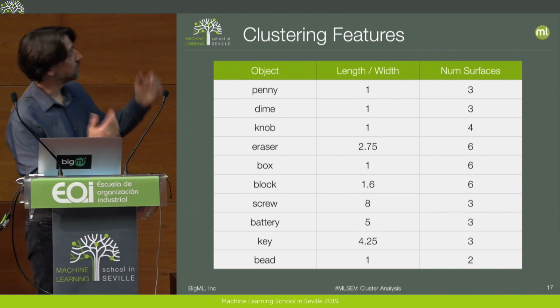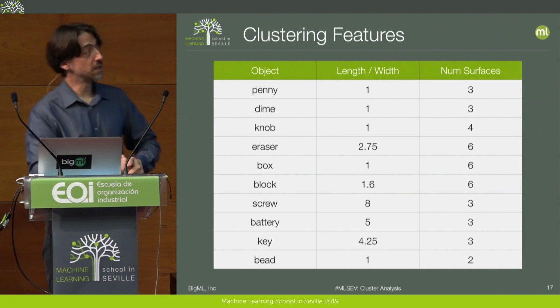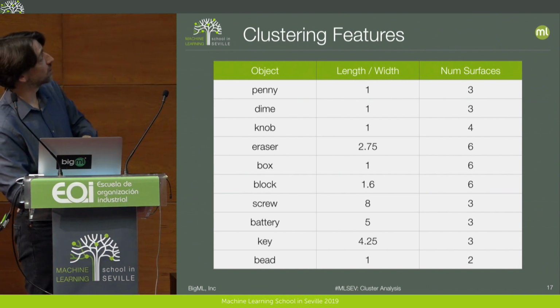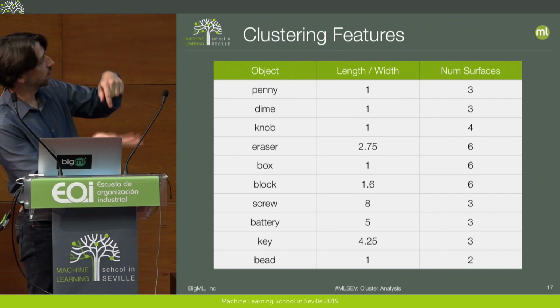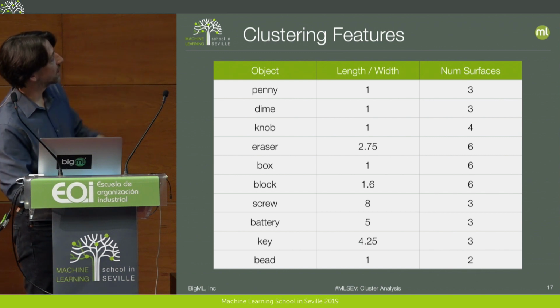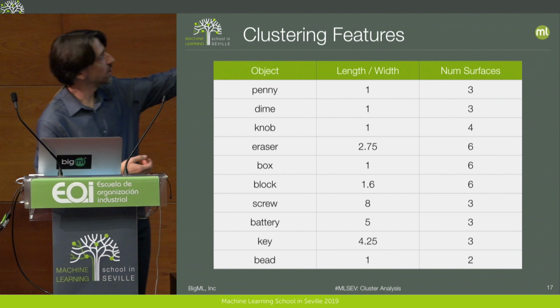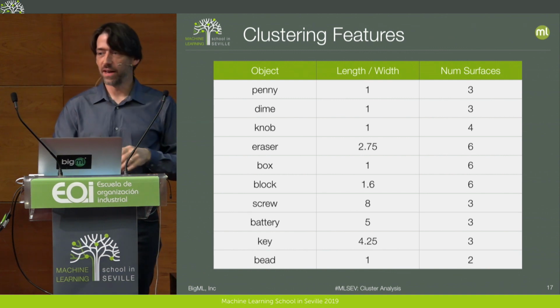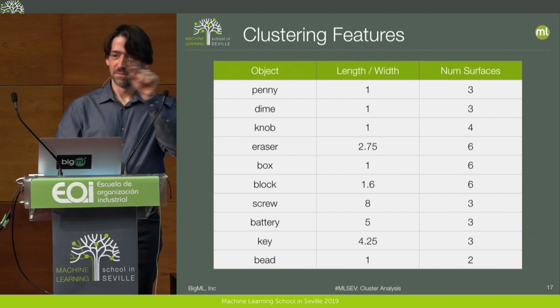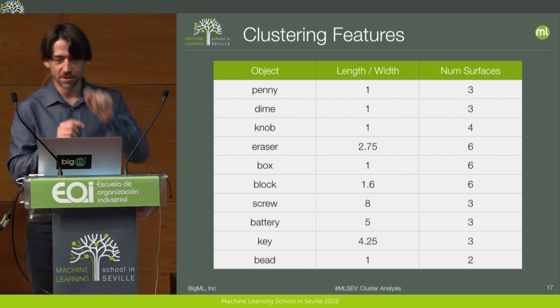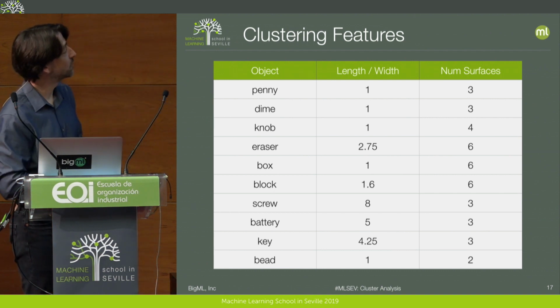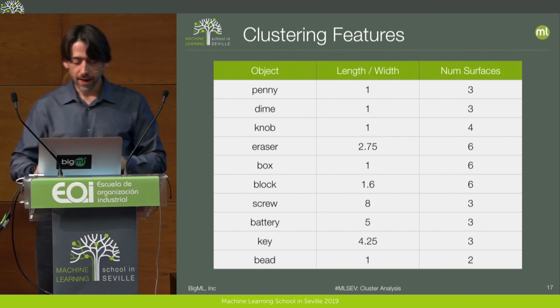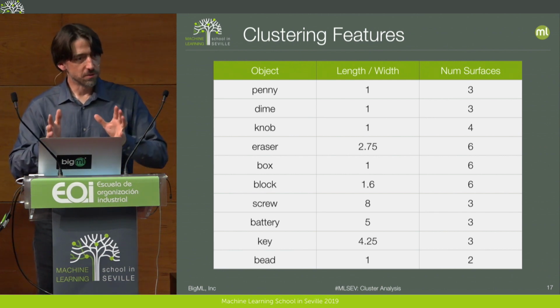And so if you do that, you can create features for these objects, and they would look like this, right? So there's the penny, has a length-width ratio of 1. It has 3 surfaces, 1, 2, and 3. The key, I had to cheat a little bit, but the length-width ratio is 4, and I went ahead and called that 3 surfaces, because otherwise it has like 97 or something, right? It's a bunch of little notches. So we just called that 3. That was okay.